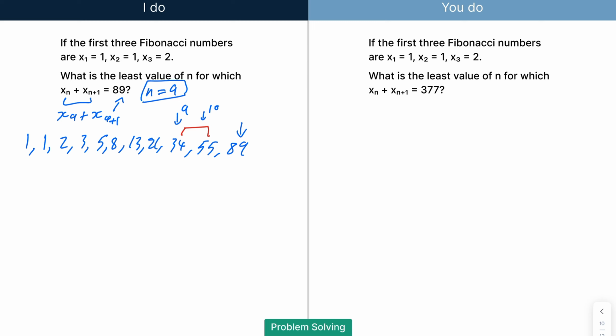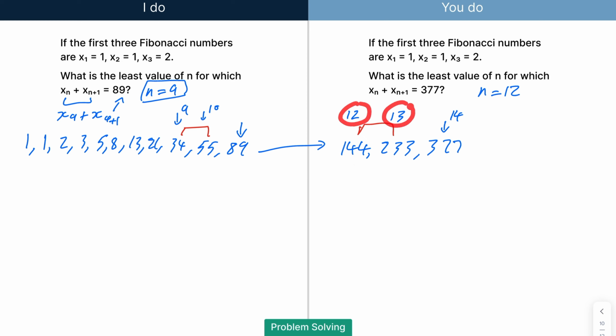Looking at the right, again, we can just continue the sequence on from here. So after 89, we have 144. Then we have 233. And then we have 377. Now that is 11, 12, 13, 14. This is position number 14. Now we are adding these two together to get that value. So that is going to be position 12 and 13. So that means n is equal to 12. All it's saying is what two terms did you add together to give me 377? And that is this and this, but it's asking for the position of them terms. So the position is 12 and 13.